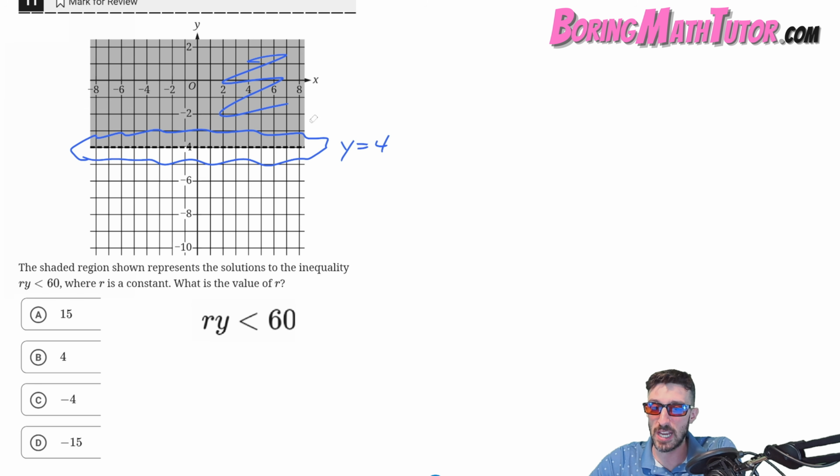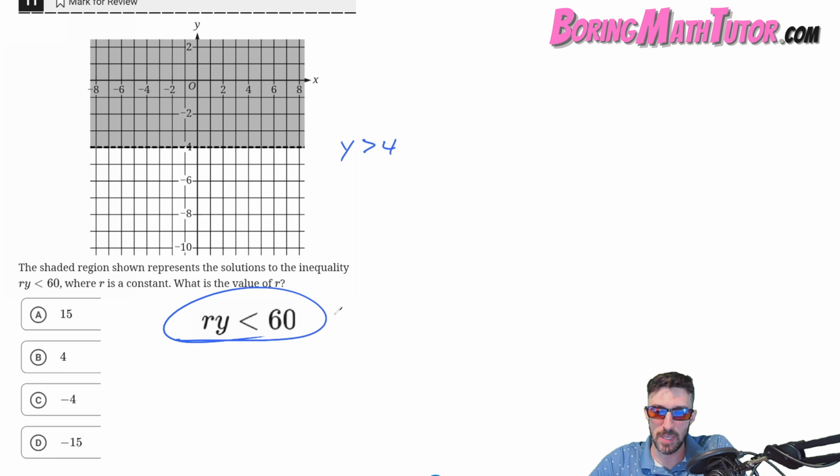Let's see, the shaded region shown represents the solution to the inequality ry is less than 60. That's our focus. But when I'm looking at this graph, this line right over here would represent y equals 4. The problem is we're shading above it, and when you shade above it, it should actually be y is greater than whatever number. In this case, y is greater than 4. Okay, so ultimately we want this to be the same thing as y is greater than 4.